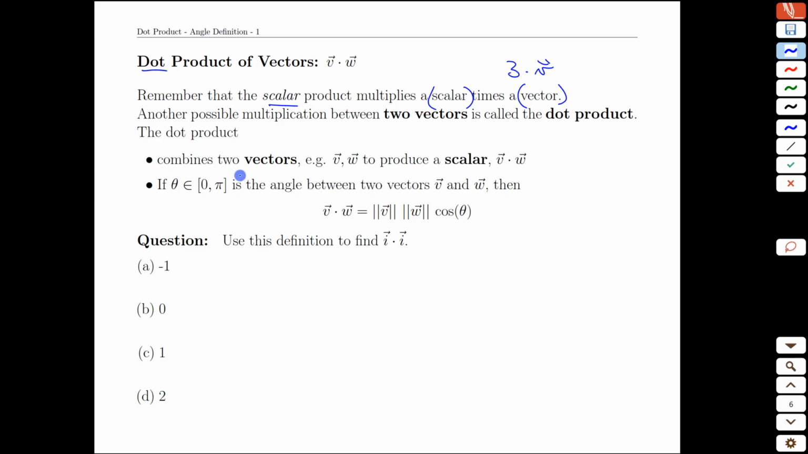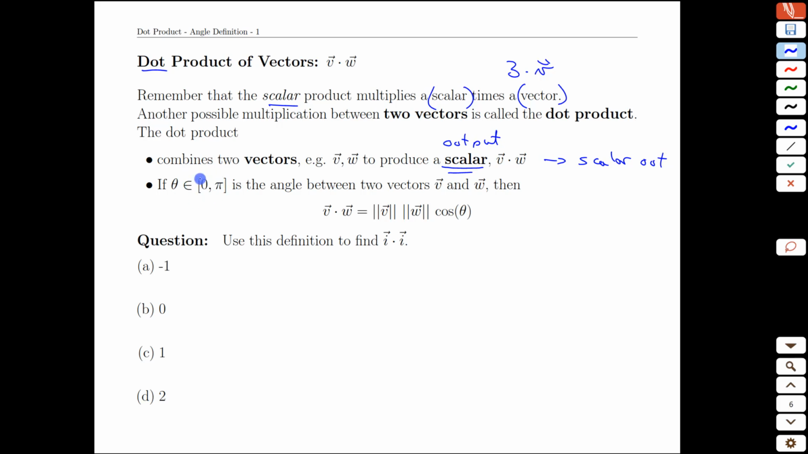The definition of the dot product, when it combines these two vectors: the first thing to note is that the output of a dot product is a scalar value. So we have 2 vectors in, and then we get a scalar out. So that's already quite different. Next, we talk about the angle between the vectors. Again, each of these vectors will have a direction, so it makes sense to talk about the angle between them.